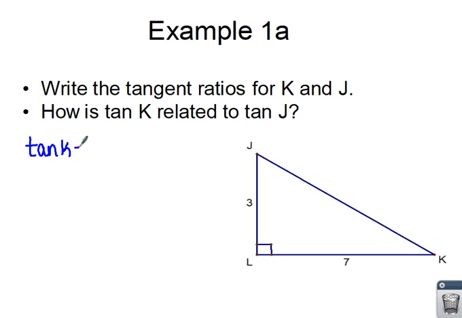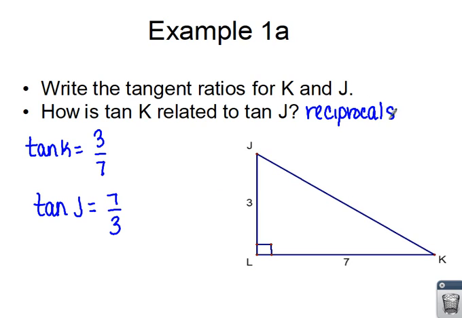Tangent ratios for K and J. So tangent of K, start with K. Opposite is 3. Adjacent is 7. So you do opposite over adjacent. And then tangent J. Knowing what we know from the last slide, it should be 7 over 3, right? So let's check it. From J, the opposite is 7, the adjacent is 3. So that's 7 over 3. And how are they related? They are reciprocals. Not opposite reciprocals, just reciprocals. You won't have negatives in this.